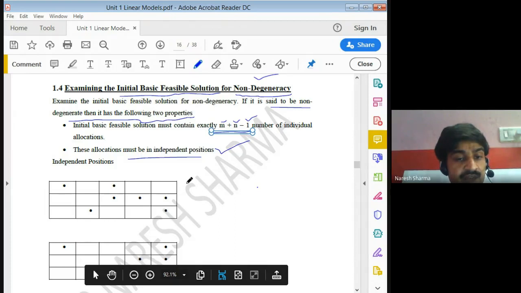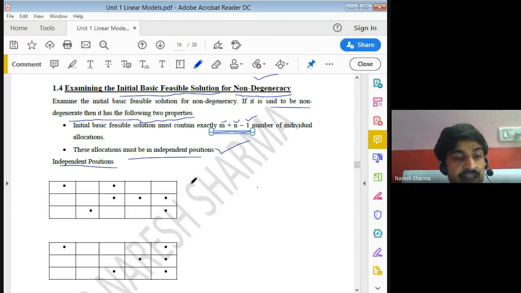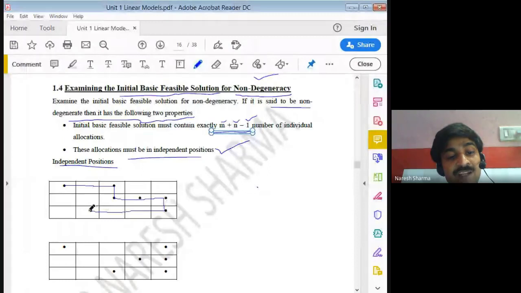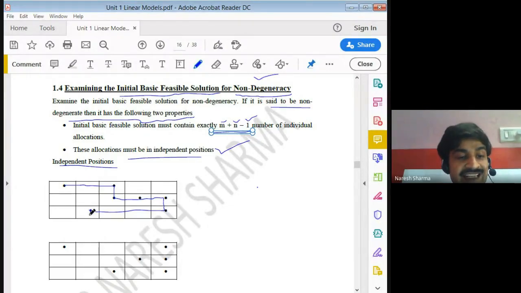Like in this example, these positions are independent. Why are these independent? If we try to join these with straight lines, I go downward, then right, then right, then down, then right. I'm drawing a straight line from point to point only. At this point, on the right side there is no point, so we stop here because we are unable to join another point by a straight line. That means left, right, up, down only, not diagonally.